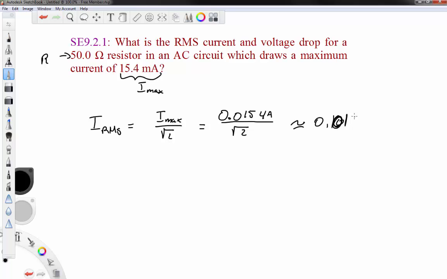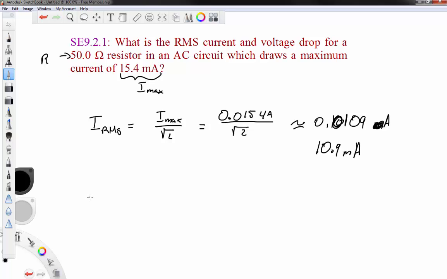And so if you do that, you get 0.010889. So that would be maybe 0.0109 amps. And so that would be 10.9 milliamps. And that is the I RMS, the root mean squared current.